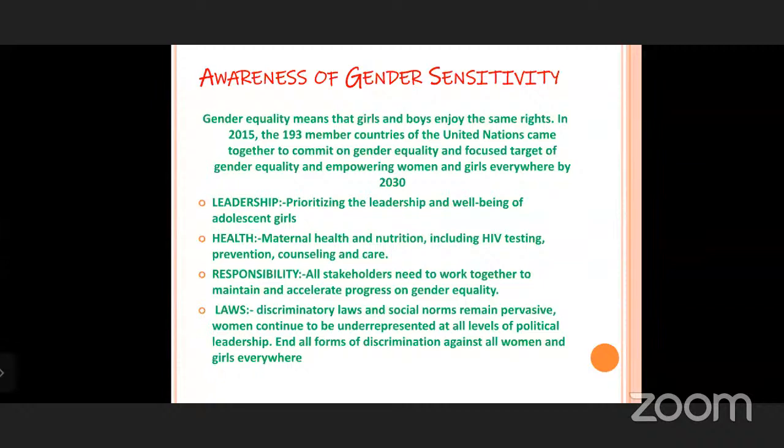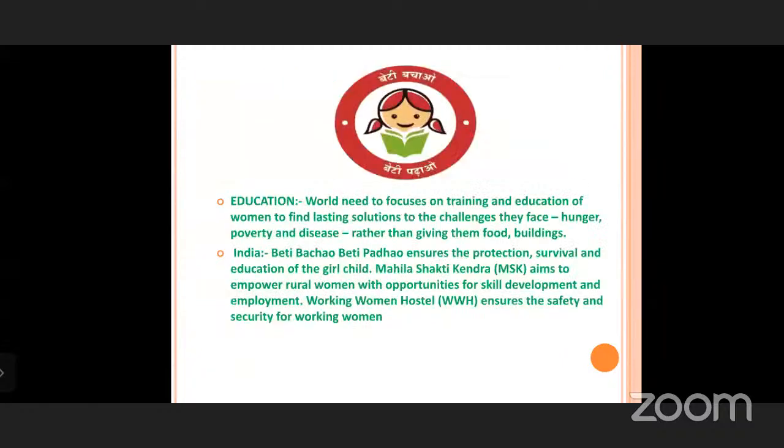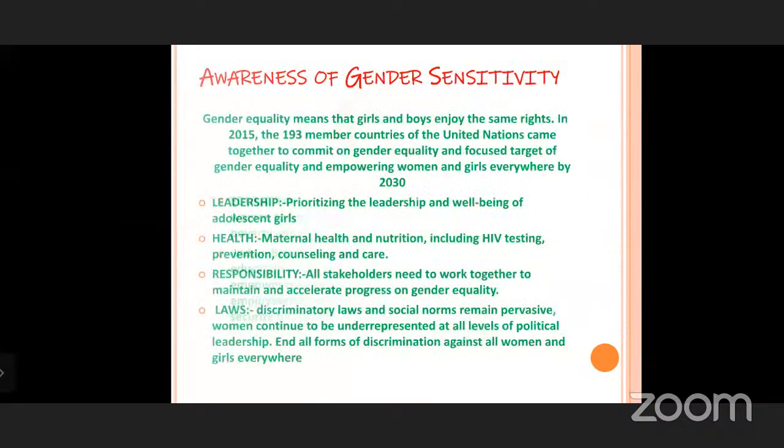Now, why is awareness important? Gender awareness plays an important role in informing women and men about gender equality, the benefits of a more gender equal society and the consequences of gender inequality. Gender awareness raising entails changing attitudes, behaviors, and beliefs that reinforce inequalities between women and men. Now, this slide shows how awareness is important.